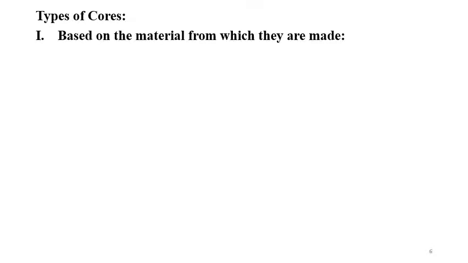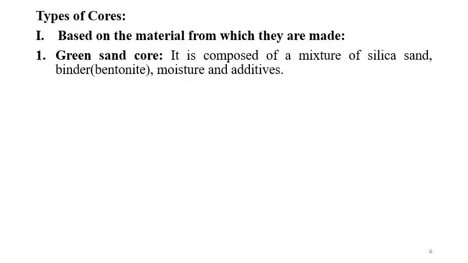Now, different types of cores used in foundry industries. The first classification is based on the material from which they are made. The first one is the green sand core. A green sand core is composed of a mixture of silica sand, binders, moisture, and additives. An example of a binder is bentonite.